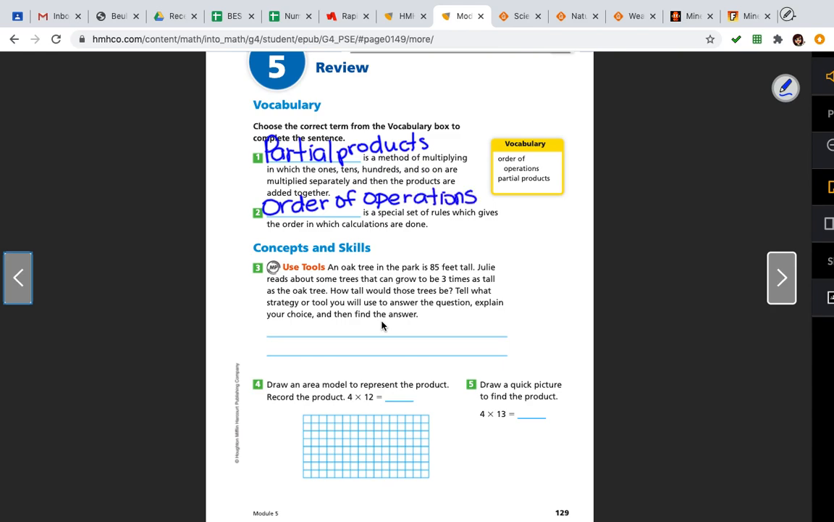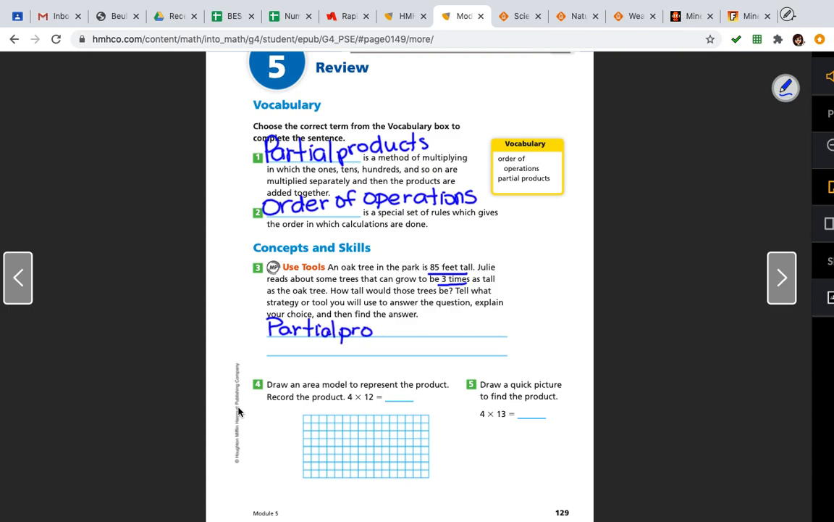All right, number 3. An oak tree in the park is 85 feet tall. Julie reads about some trees that can grow to be 3 times as tall as the oak tree. How tall would those trees be? So 3 times 85. Tell what strategy or tool you will use to find the question, explain your choice, and then find the answer. So let's do this. We're going to do expanded form. So we're going to use partial products. So the strategy is partial products.